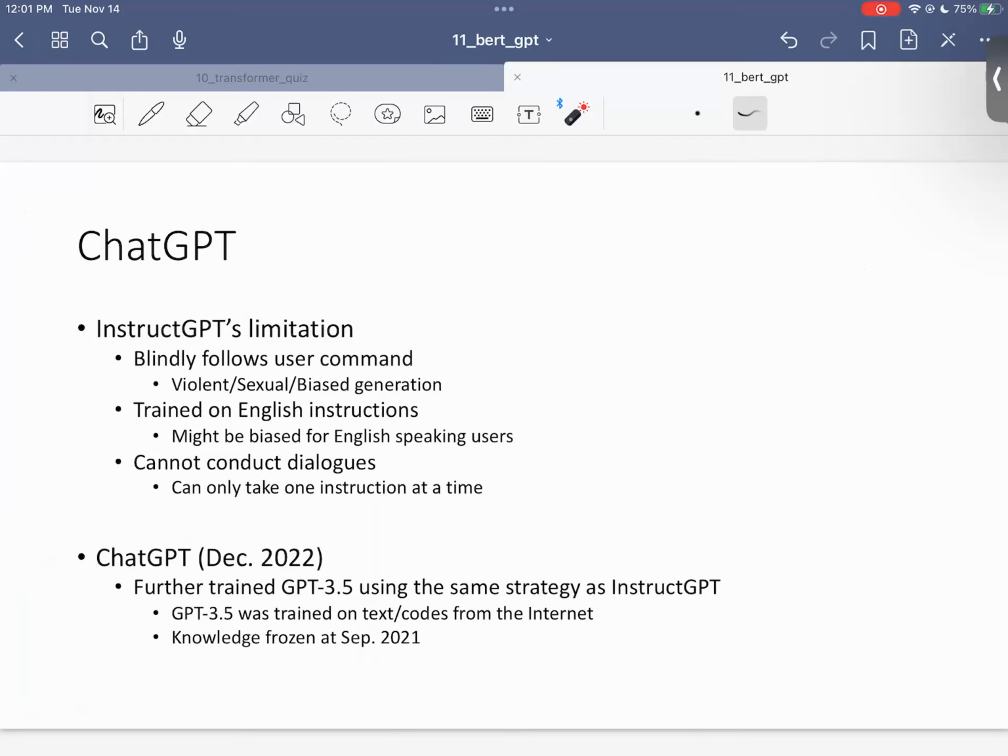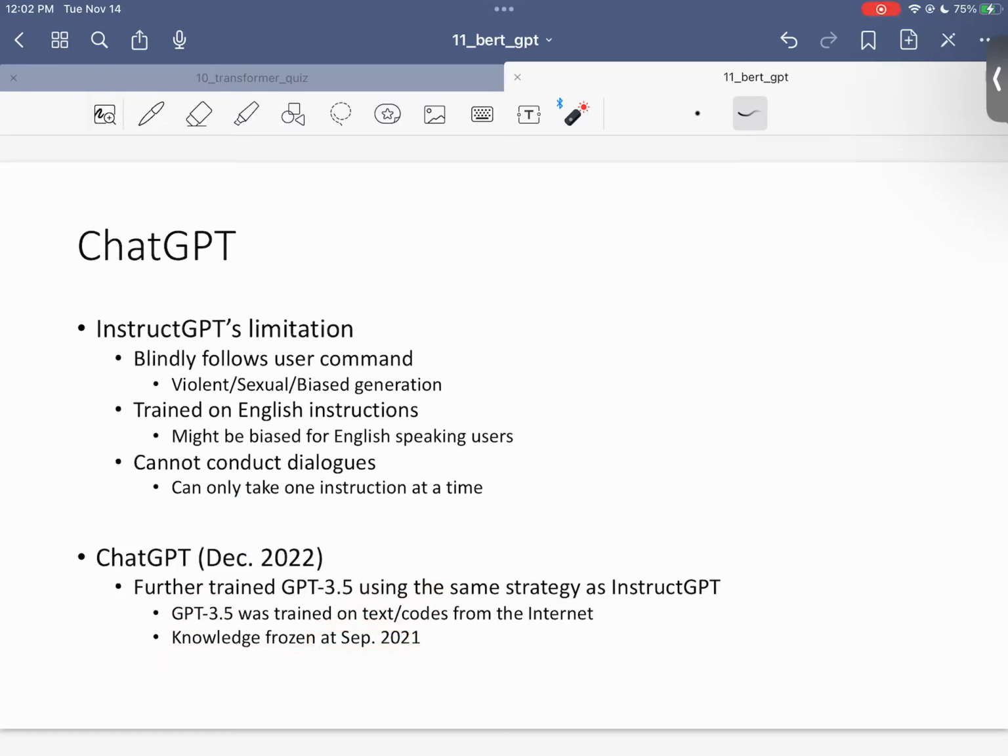So then came ChatGPT in December of 2022. It was a little bit different from InstructGPT in that it was based on GPT 3.5, not GPT-3. But the training strategy is exactly the same. GPT 3.5 is different from GPT-3 in that it was trained on text and code, not just text. GPT-3 was trained only on text, but GPT 3.5 is trained on code, probably something that they crawled from GitHub. So GPT 3.5 can complete code. And its knowledge is frozen at September 2021.